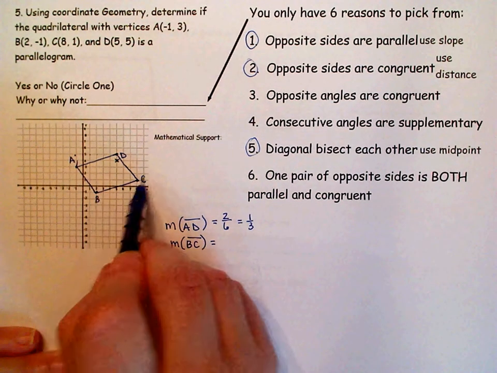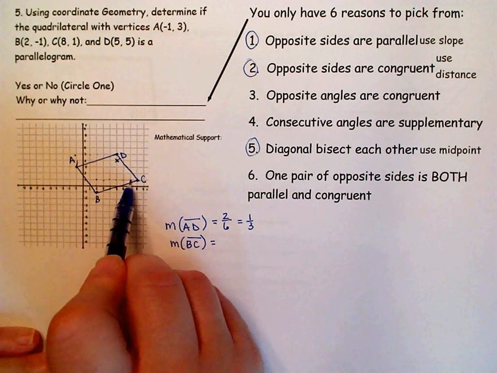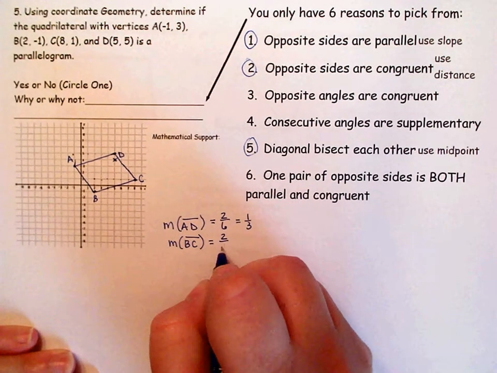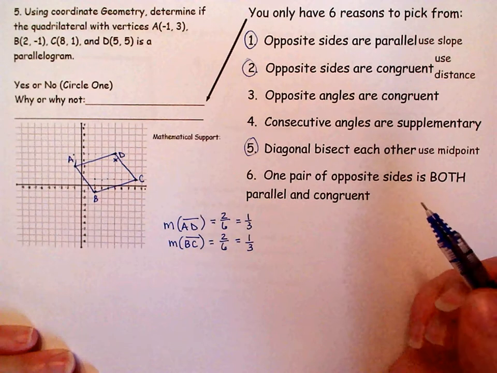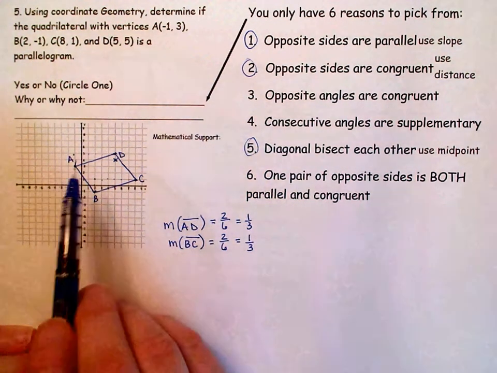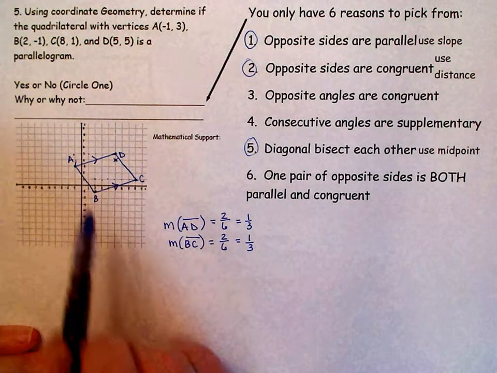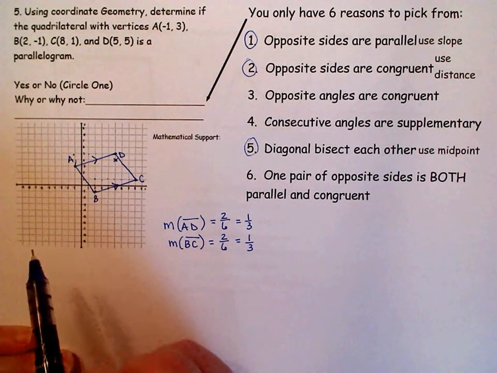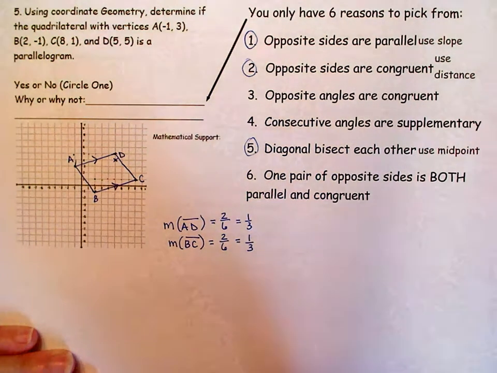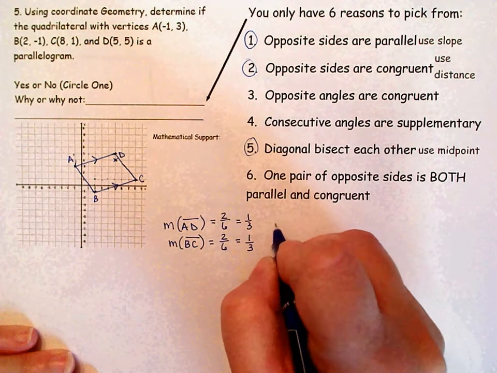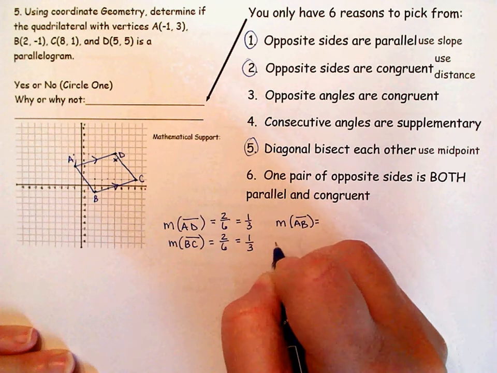For B to C, I rise 2, run 1, 2, 3, 4, 5, 6. So again, my rise is 2, my run is 6, which also simplifies to 1/3. So since AD and BC have equal slopes, we know that those sides are parallel. But remember, one pair of opposite sides being parallel is not enough to show it's a parallelogram. Both pairs of opposite sides must be parallel. So I'm also going to find the slope of the other opposite sides, AB and DC.